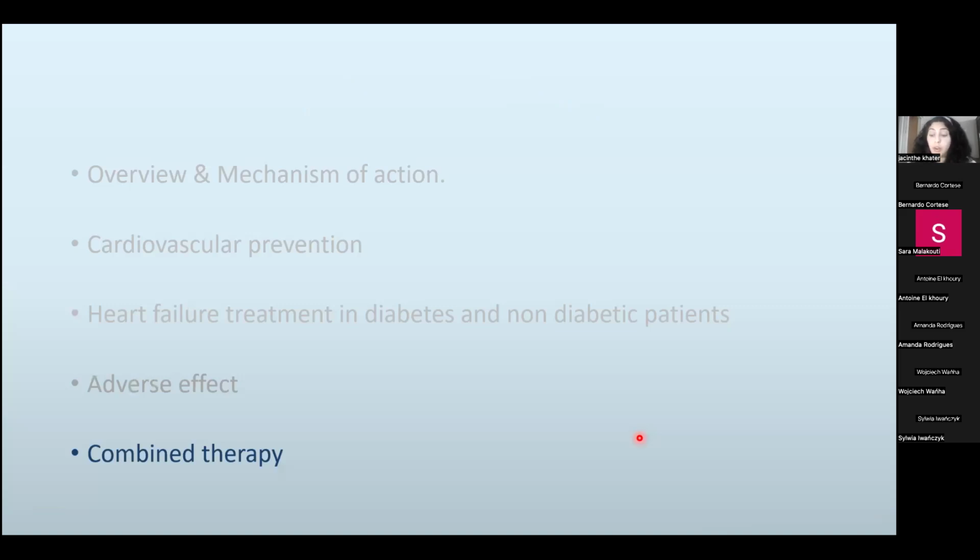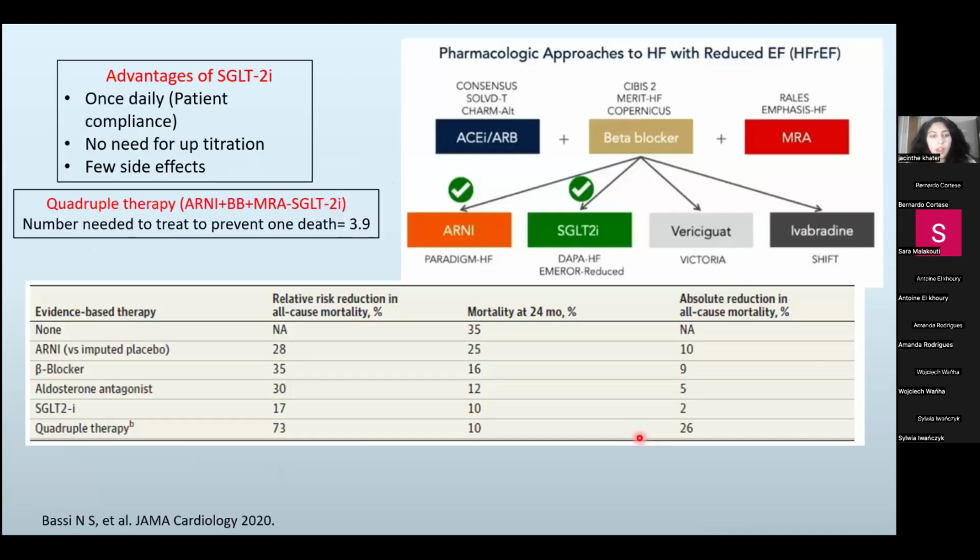Up to our next, our last but not least. So there is a study that looked into the possibility of a quadruple therapy, meaning the combination of SGLT2 inhibitors with MRA, beta blockers, and ARN inhibitors. And this study showed that, whether we're talking about relative risk or absolute risk of all-cause mortality, both of them were decreased, whereas survival was increased. And so this opens new horizons to what we call a quadruple therapy.